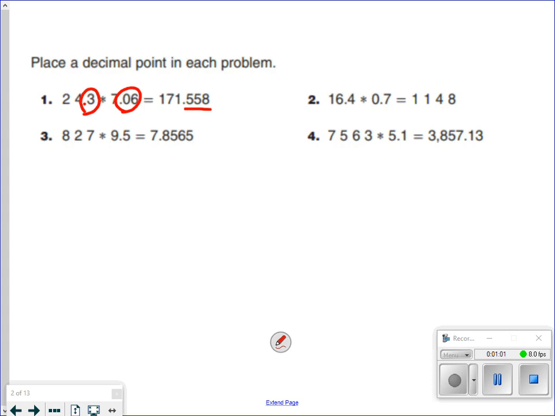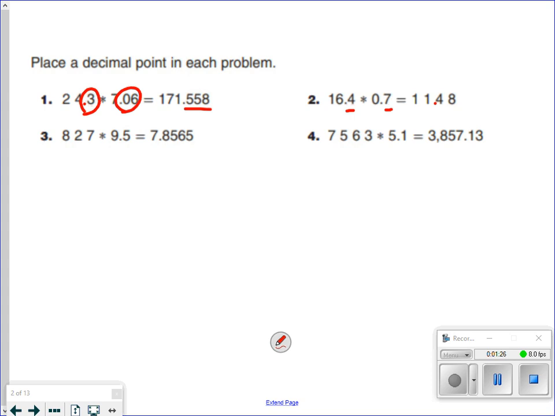So now I have one number after the decimal here and two numbers after the decimal, so my answer has 3. Let's move over to problem number 2 here. Now it's 16.4 times 0.7. My answer is 1148. So I'm taking a look at my problem. I have the 4 after the decimal in 16.4 and the 7 after the decimal in 0.7. So that means my answer has to have two numbers after the decimal. So my answer is 11.48.